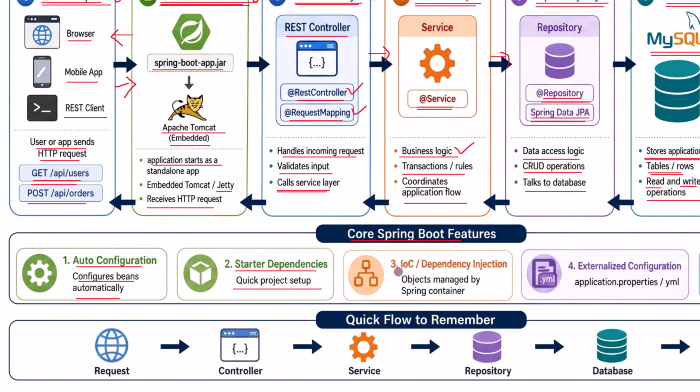The third feature is inversion of control and dependency injection. Spring manages application objects inside the Spring container. These managed objects are commonly called beans. For example, Spring can create the controller, service, and repository objects. It can then inject the service into the controller and the repository into the service. This means the classes do not need to create their own dependencies using the new keyword. Constructor injection is commonly preferred because it makes dependencies clear and supports better testing.